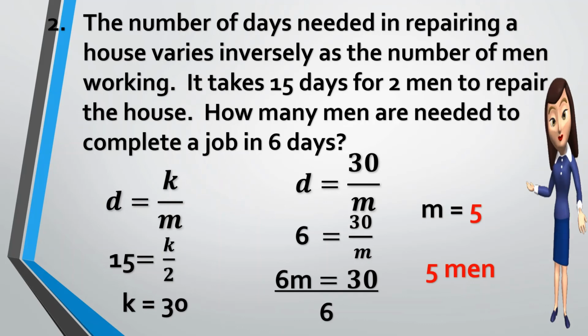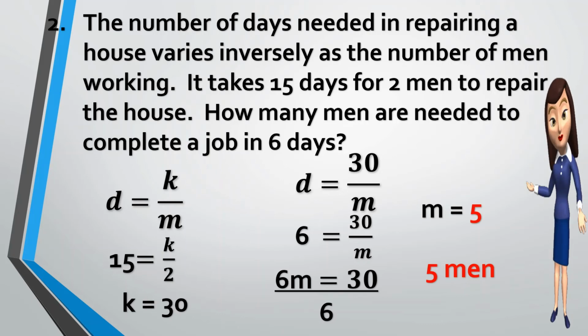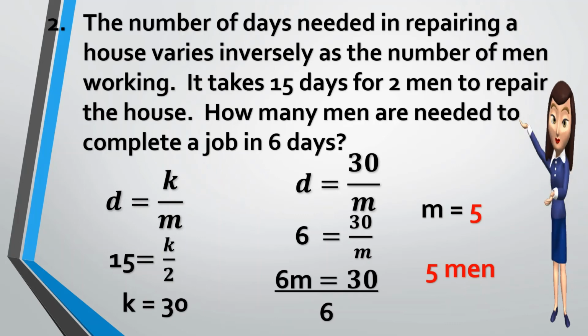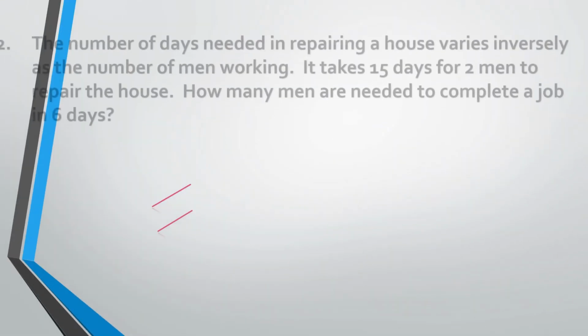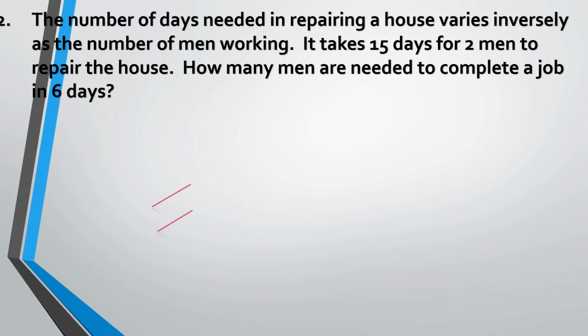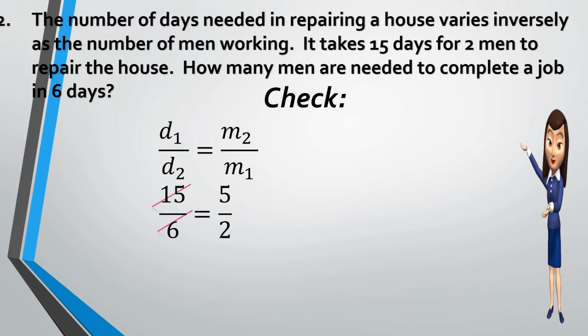So, how do we know that our answer is correct? We need to check. Guys, let us check if our answer is correct. We're going to use proportionality. D sub 1 over D sub 2 is equal to M sub 2 over M sub 1.